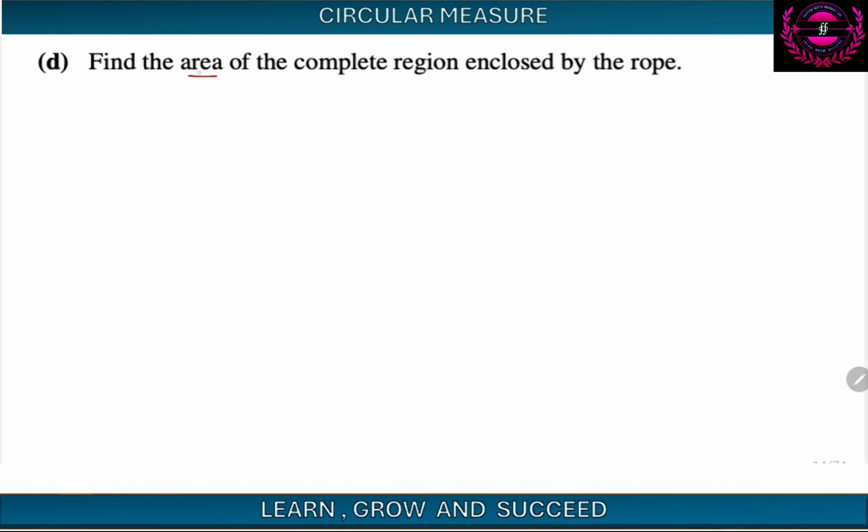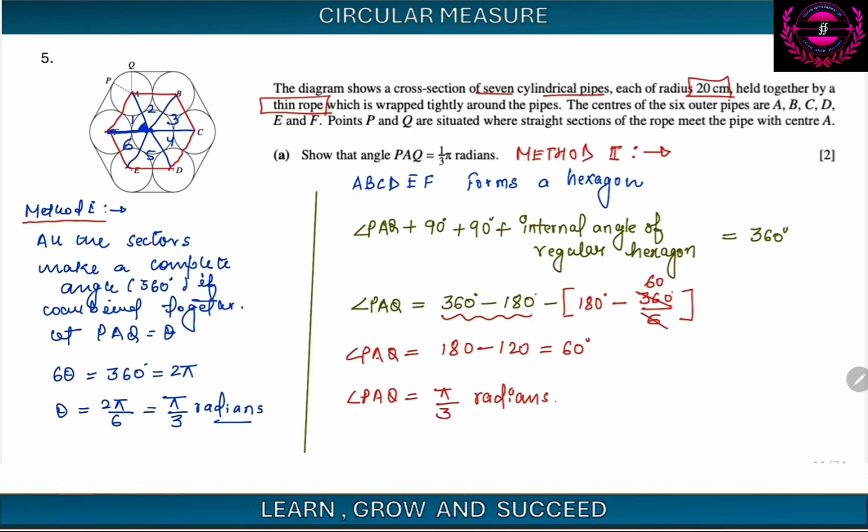Find the area of the complete region enclosed by the rope. Now you have to find the area of the complete region. Let's move to the diagram again. So let me erase this. Now we have to find the area of the complete section. We have already calculated the area of the hexagon.